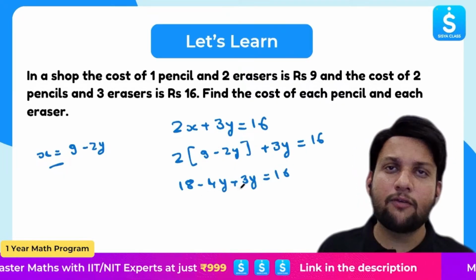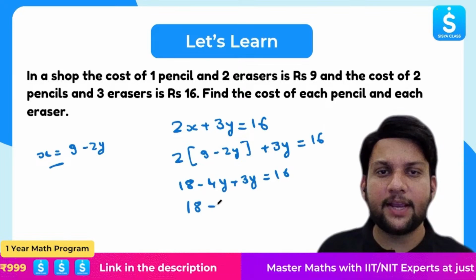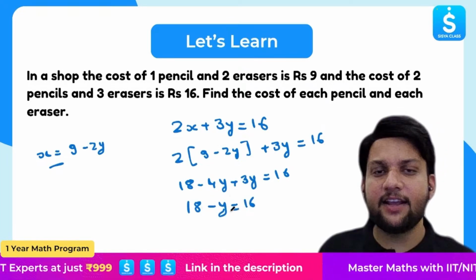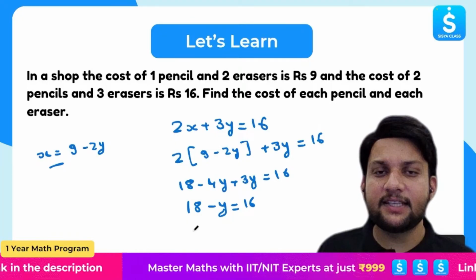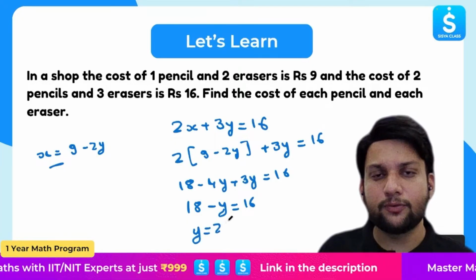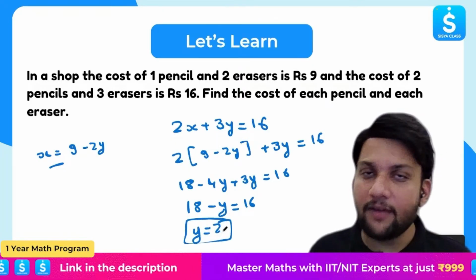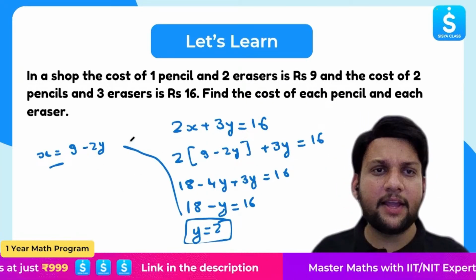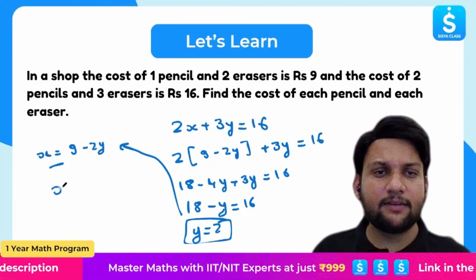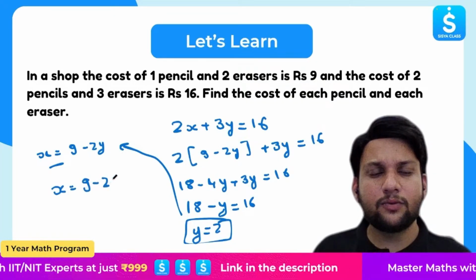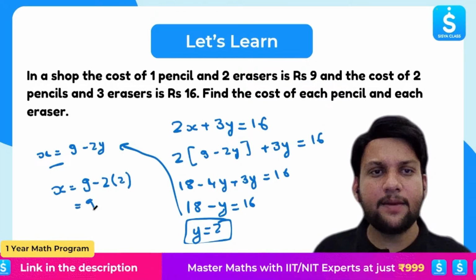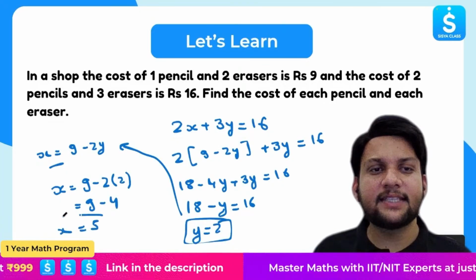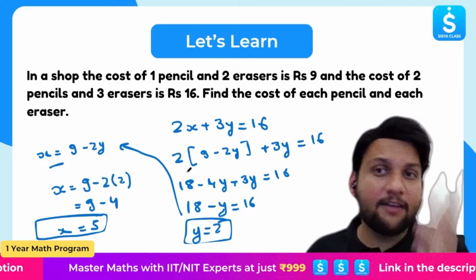Next, minus 4y plus 3y, I will get only minus y, so 18 minus y equals 16. Next, I will take 16 here, y here, so I will be getting 18 minus 16, that is 2. So value of y is 2. But I have found the value of y. Now let's put it here only. I'll put the value of y here. x equals 9 minus 2 times 2. That is 9 minus 4, that is 5. So value of x I have gotten as 5. Value of y I have gotten as 2.